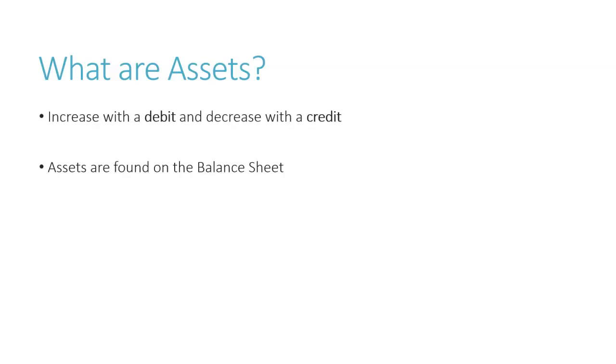Now, when we're working with assets in journal entries and financial statements, there's a few things to remember. Assets have a normal debit balance. That means to increase an asset account in a journal entry, you'll need to debit the account. If we wanted to decrease the asset's balance, you would do the opposite and you would credit the account.